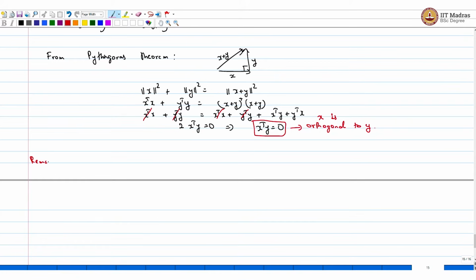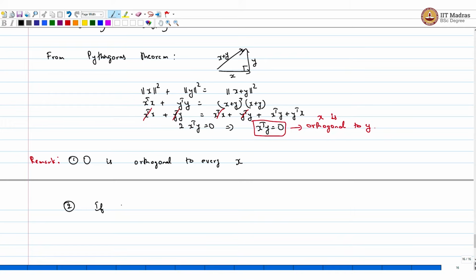Just a quick remark. The zero vector is orthogonal to every x. First claim.